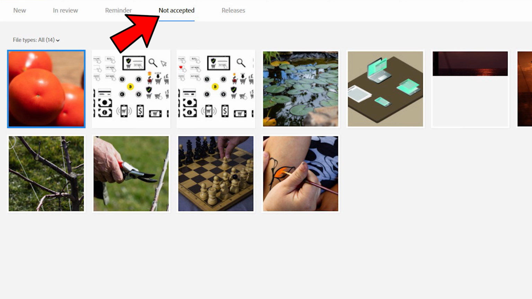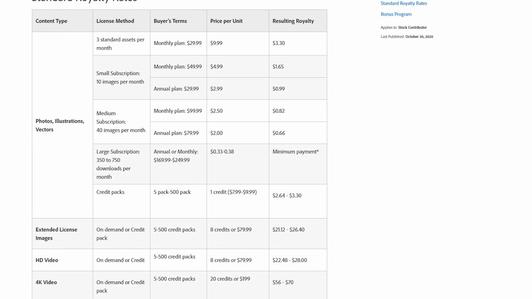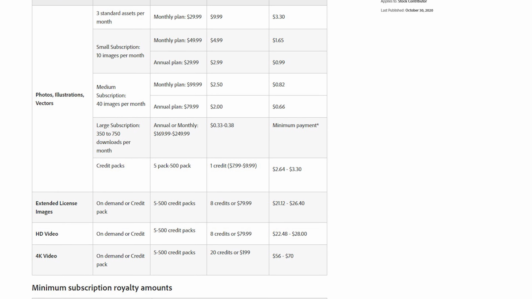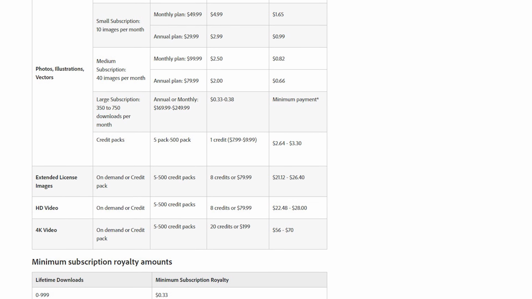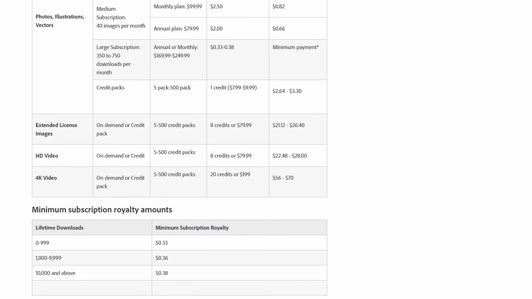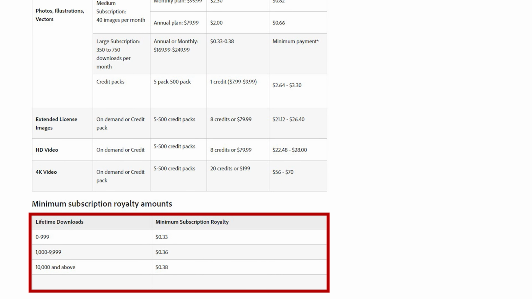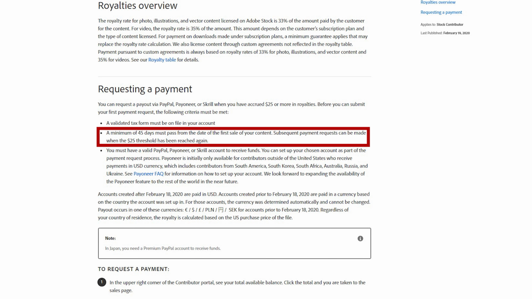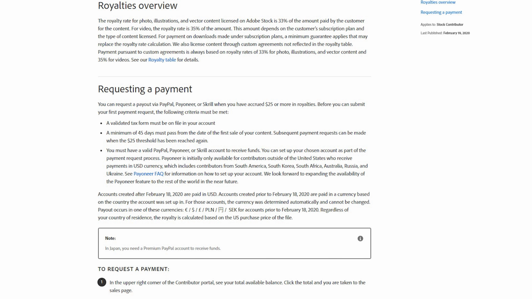Remember, I am an amateur photographer, so if I can have 94% acceptance ratio with around 220 pictures, you can as well. Payments are okay. For pictures, illustration and vectors you get 33% of amount that the buyer paid for. For videos, you get 35%. Subscriptions royalties are tier based from 33 cents to 38 cents. Threshold for payments is $25 and at least 45 days must pass since your first sale.